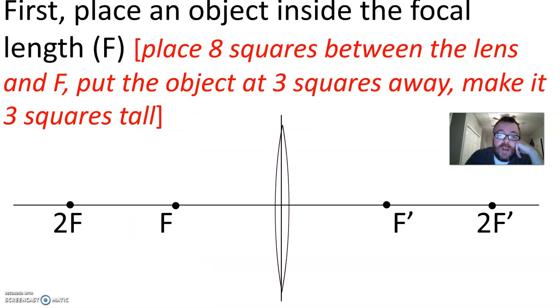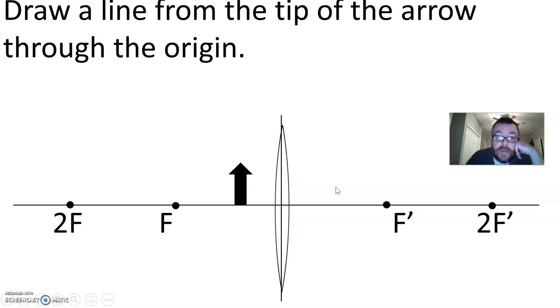All right. So on this one, let's see what happens if we place an object inside the focal length. And I want you to make the focal length for this one a little bit longer than the other. So we're going to put 8 squares here, maybe like 3 or 4 inches, another 8 squares here, same on the other side. And we're going to put the object 3 squares away and 3 squares tall. All right, so now I've got it between F and the origin and the lens.